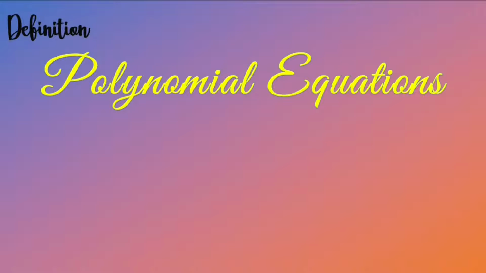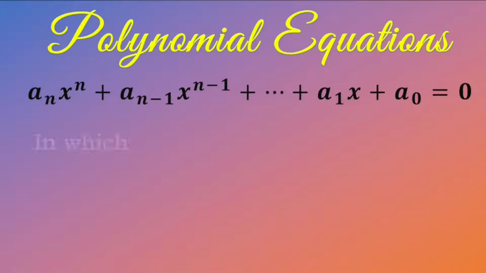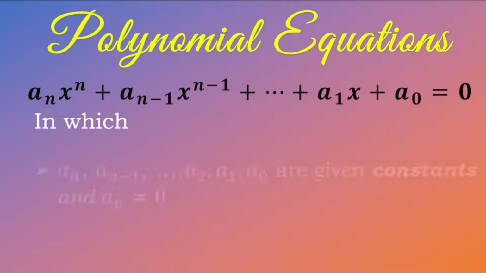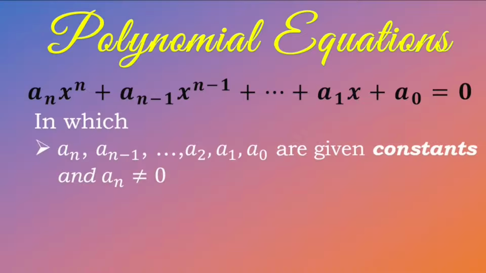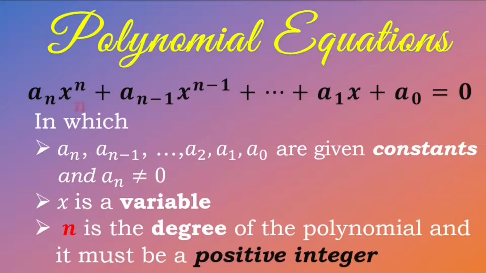By definition, polynomial equations are equations that have multiple terms made up of numbers, variables, or a product of the two. Every polynomial equation is illustrated in this form, in which a sub n minus 1, and so on are the given constants, and a sub n must not be equal to 0. x is a variable, and n is the degree of the polynomial, and it must be a positive integer.